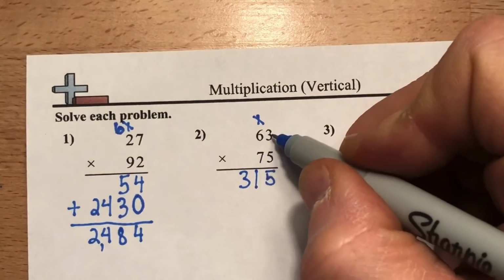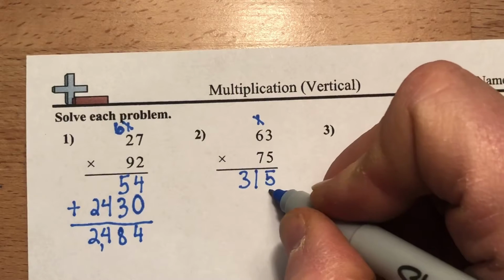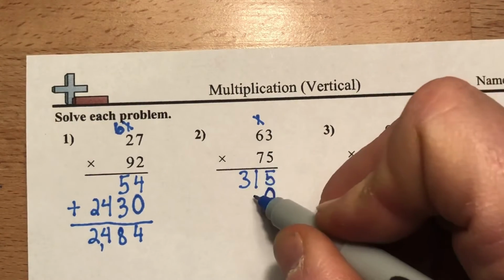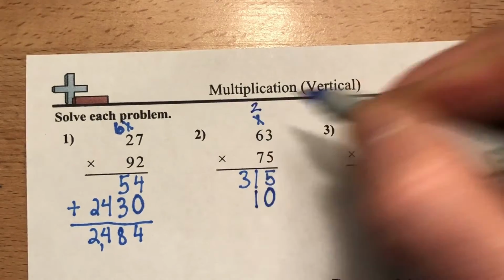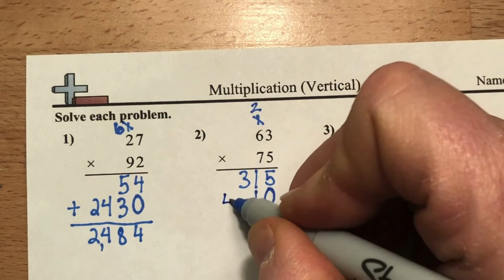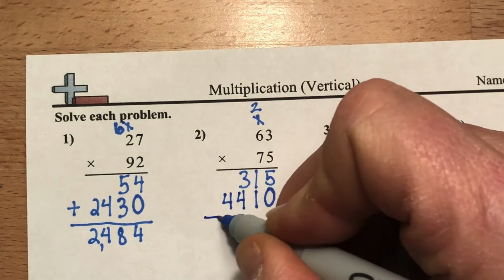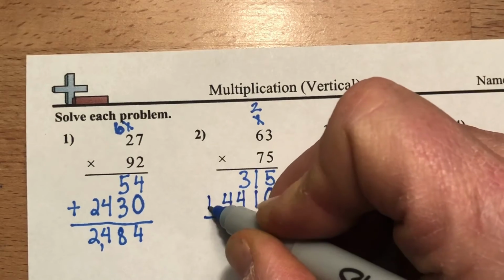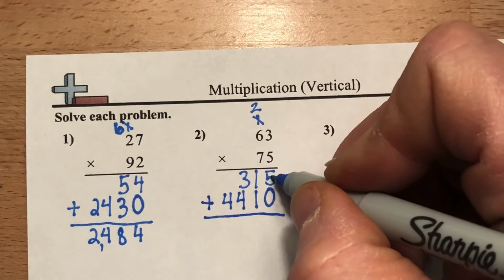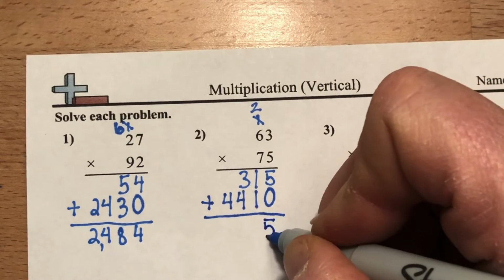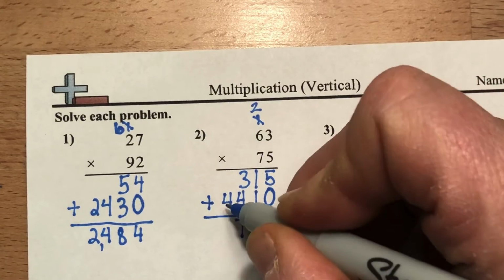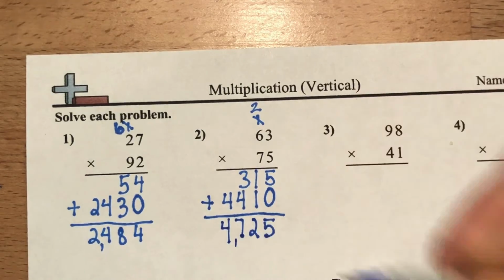Now, 7 times 3 is 21. Almost forgot about Bob, right? Put that down there first. 7 times 3 is 21. Put down the 1, carry the 2. 7 times 6 is 42, plus 2, 44. Add them up. 5 plus 0 is 5. 1 plus 1 is 2. 3 plus 4 is 7. 4 plus nothing is 4. 4,725.